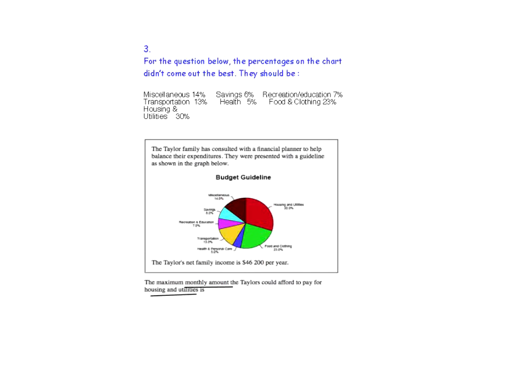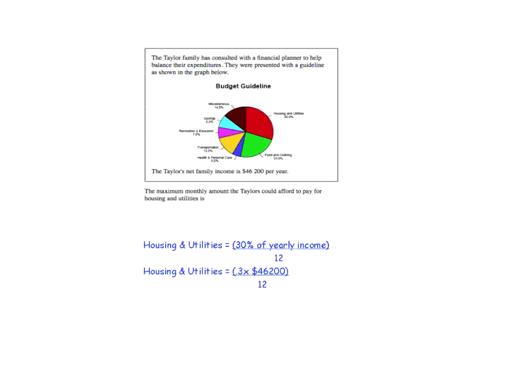So we would look on the graph and we would see that housing and utilities is 30% of whatever the Taylor family makes per year, the $46,200. So 30% of that is going to be for housing and utilities. So it's 30% of the yearly net income, which we know is $46,200.